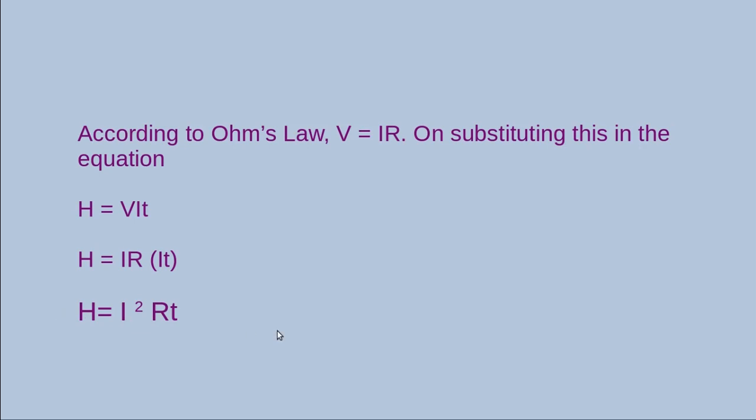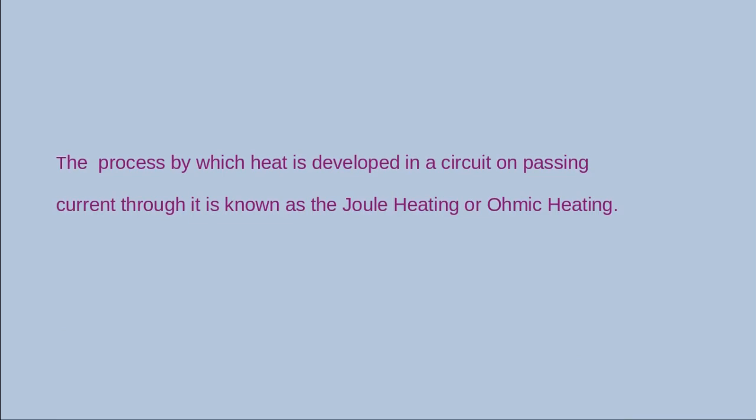This process by which heat is developed in a circuit on passing electric current through it is known as Joule's heating or ohmic heating. Now we discuss a very important part of the heating effect of electric current, that is the factors influencing the heat developed when current passes through a conductor.